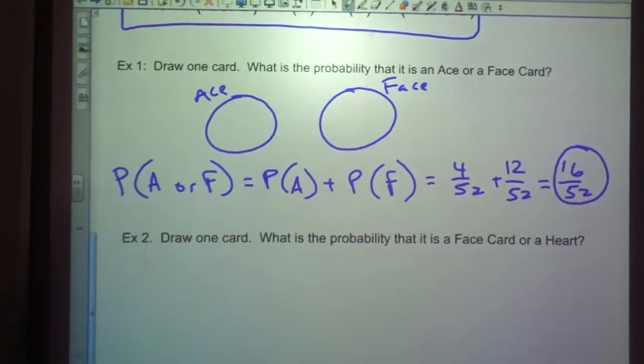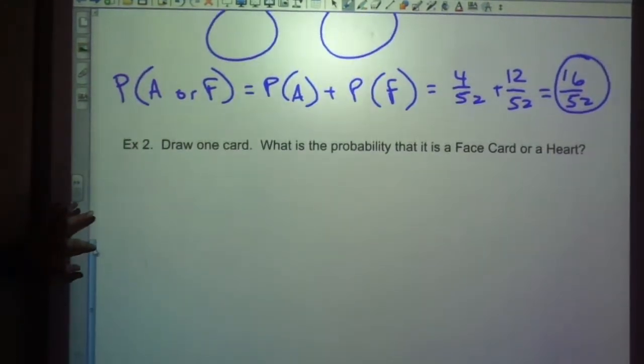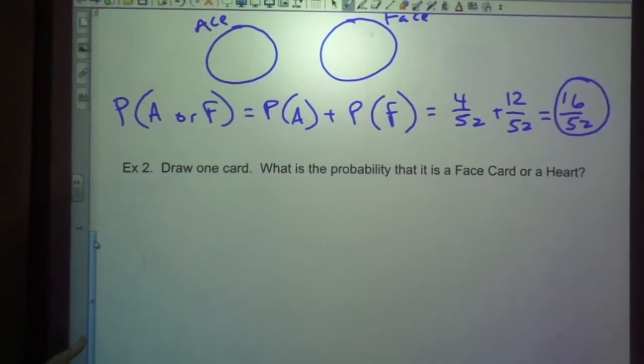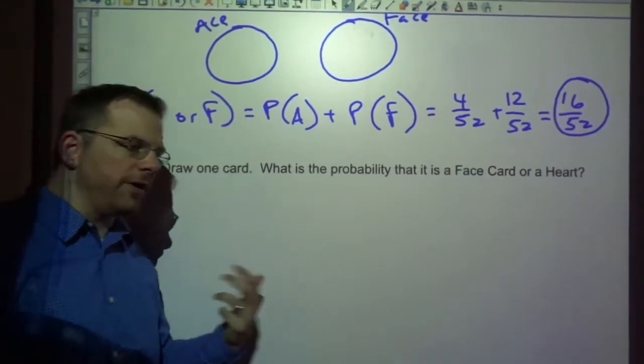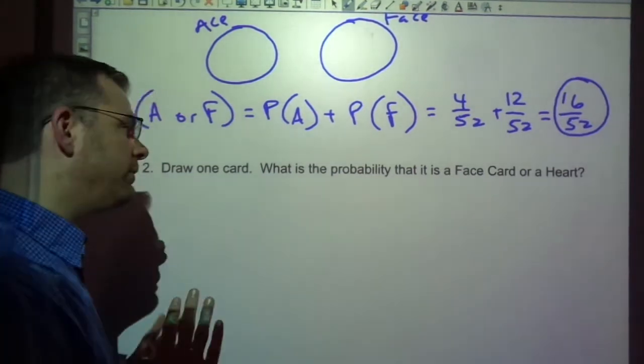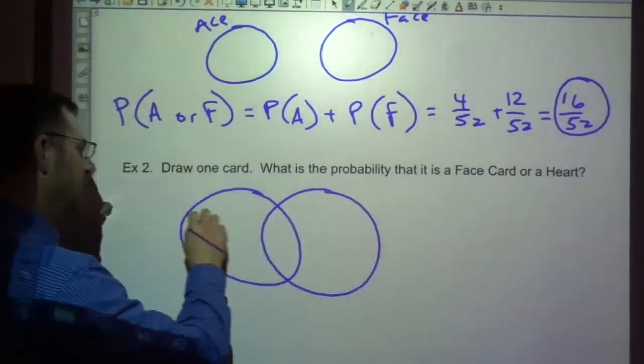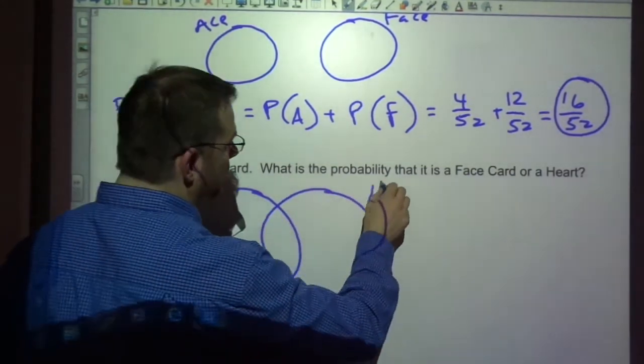Okay? Now this one, though, is a little different situation. What's the probability that it's a face card or a heart? Well, could a card be both a face card and a heart? Yeah, there's an overlap there. Those are not mutually exclusive. So that picture is going to need to look like this. Here's face card, here's hearts.